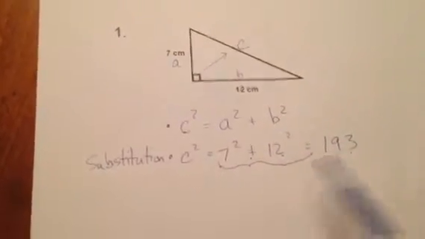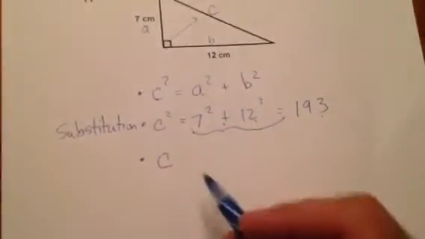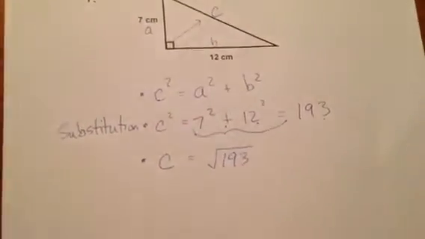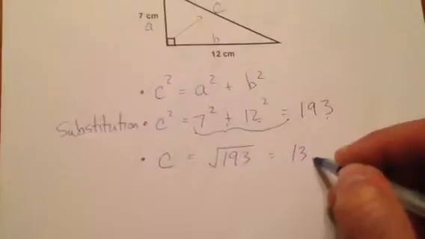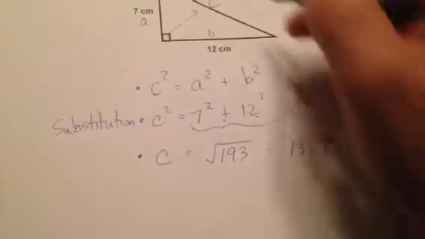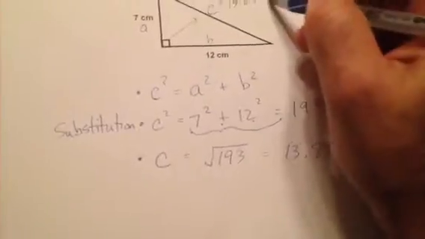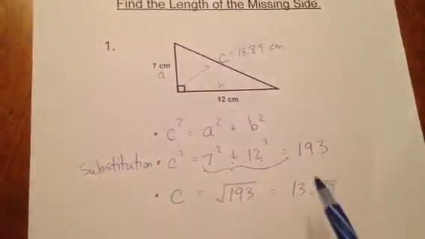Now, that's C squared. My last step is to figure out what is C. So C is equal to the square root of 193, not 193. And that answer works out to be 13.89. And that makes sense because if that's the hypotenuse, this is centimeters, it should be the longest side. These are the legs, they're shorter.